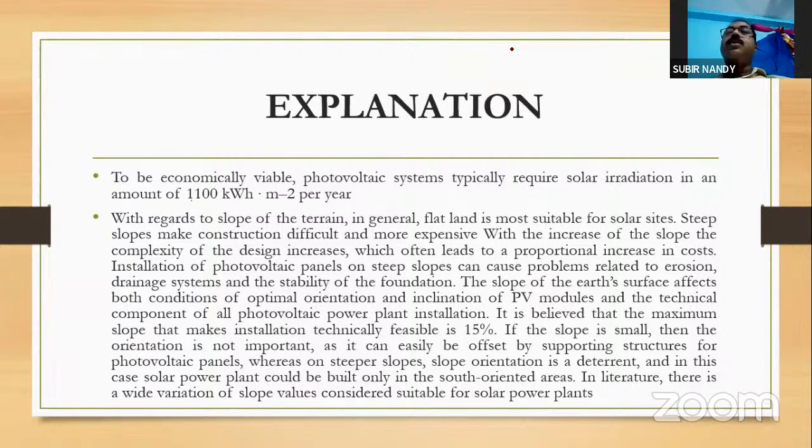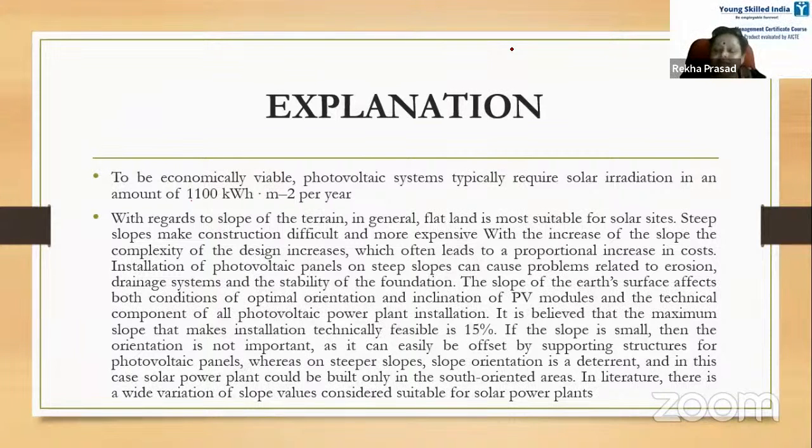Whereas on steeper slopes, orientation is a deterrent, and in this case, solar power plant could be built only in the south-oriented areas. In literature, there is a wide variation of slope values considered suitable for solar power plants. This means it should be in a south-oriented area. Generally the slope should be low, and what it should be, there is a lot of variation in the literature. Someone says something, someone says something else.